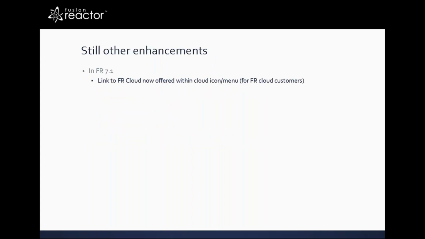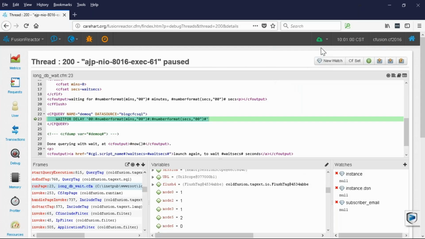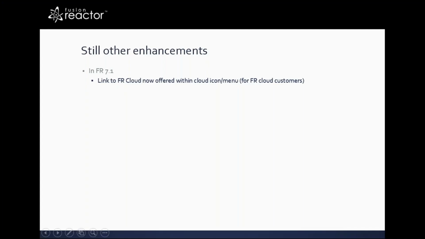And then just other enhancements that I wanted to say in passing. For those that use the FusionReactor Cloud, which we'll talk about in a moment before we wrap up, there is now a link in the FusionReactor Cloud interface to be able to readily see how to get to the cloud web page. So there's a link called Open Cloud. Again, you won't even see this icon if you don't have FusionReactor Cloud, but it used to be just this. And if you didn't know the URL to get to your cloud interface, you were stuck. Well, now you can click that button and get to your cloud interface.